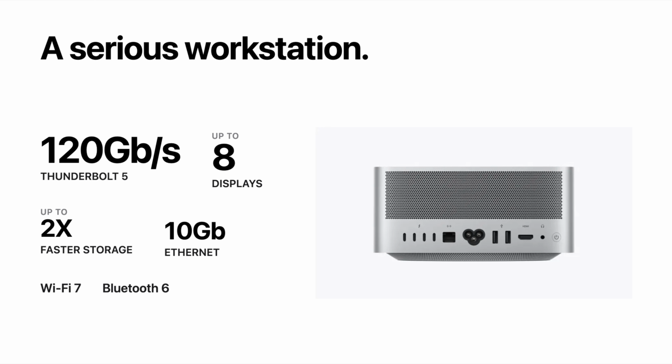Apple says the new SSD architecture can deliver up to twice the storage performance of the previous generation. Connectivity remains excellent as well. We have Thunderbolt 5 delivering up to 120 gigabits per second of bandwidth, alongside 10 gigabit Ethernet, HDMI, USB-A, an SDXC card slot, and the headphone jack. Wireless connectivity has also been upgraded to Wi-Fi 7 and Bluetooth 6, and M5 Ultra can support up to 8 displays. So this can become a seriously enormous workstation, despite the Mac Studio itself remaining relatively compact.